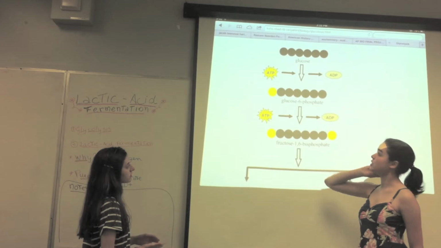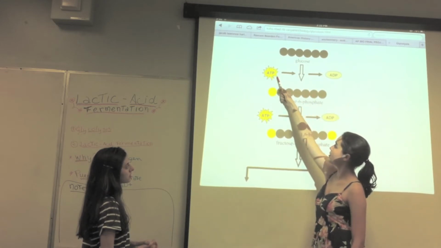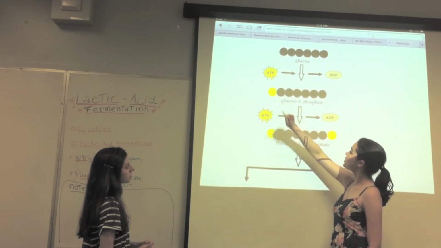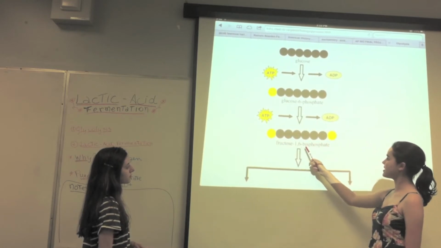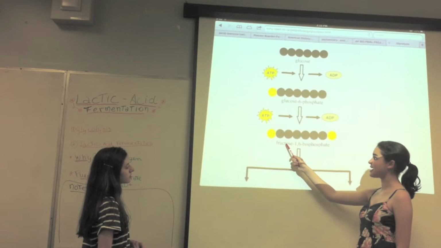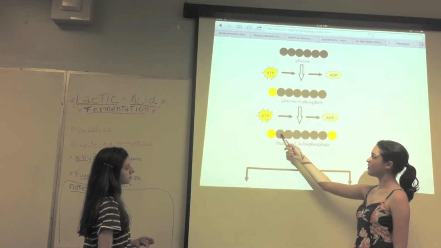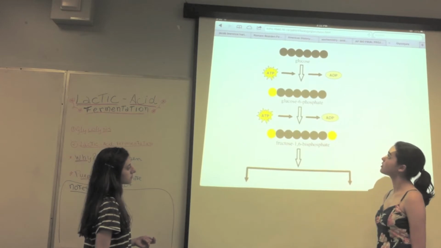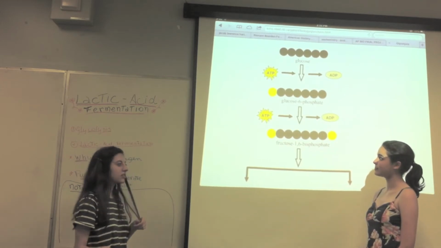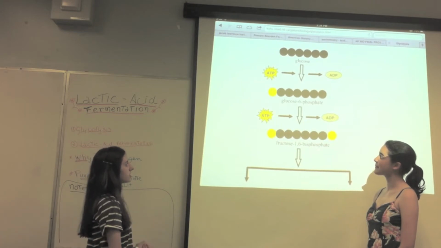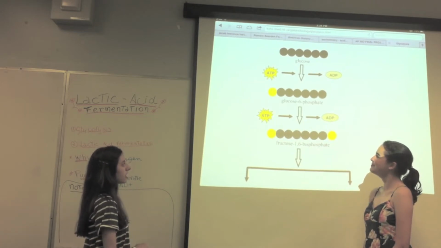And the first thing we have to do is add a phosphate group from an ATP molecule to the glucose molecule twice. So we end up with this fructose 1,6-bisphosphate, which basically means that you have a phosphate molecule added to the first and the 6th carbon of the glucose molecule. And this happens because in order for glycolysis to occur, an input of energy is required.